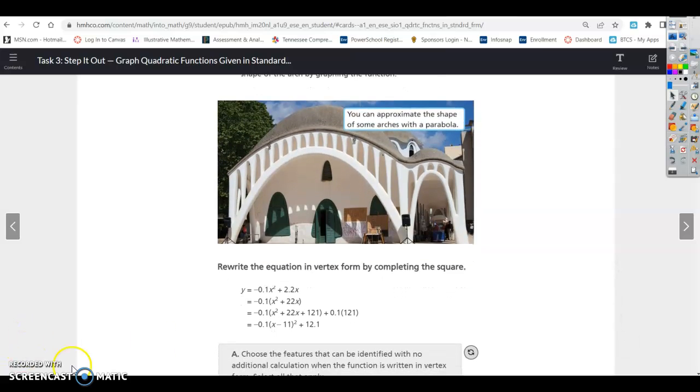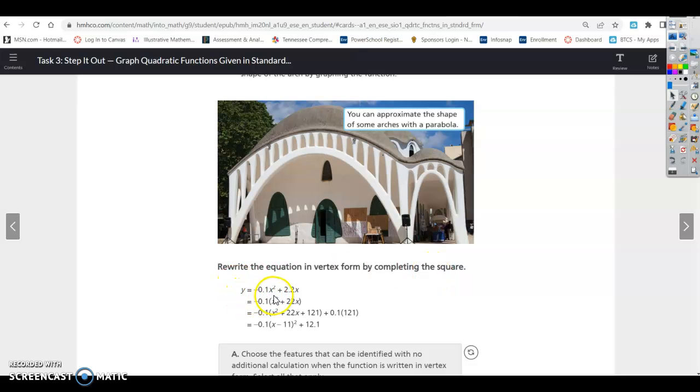All right, so you can see here is the parabola given. You can see the parabola here. It even has a shadow that has one as well. And it says you can approximate the shape using a parabola. So rewrite the equation in vertex form by completing the square.